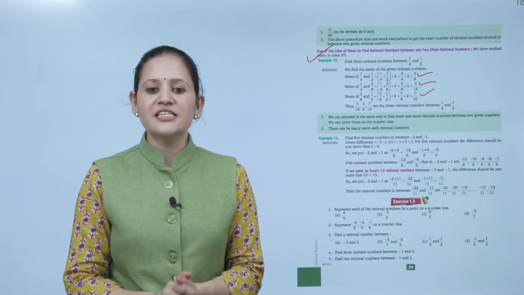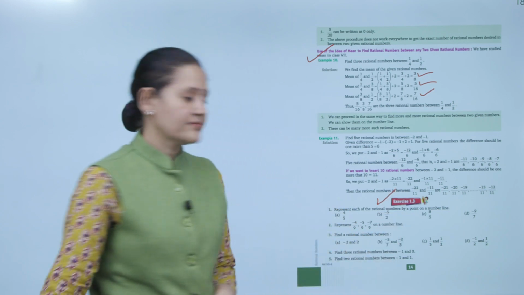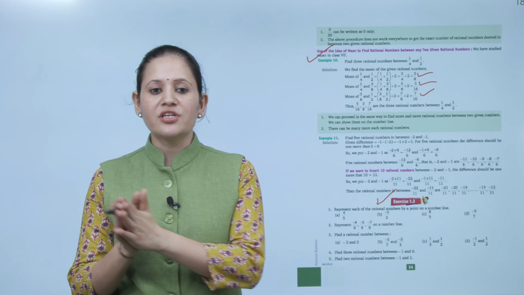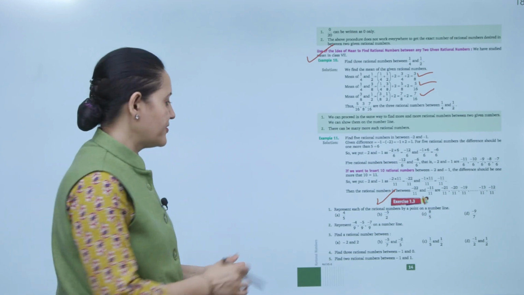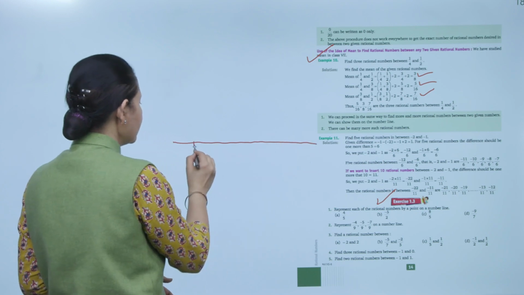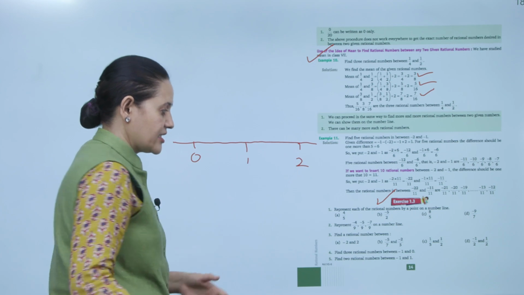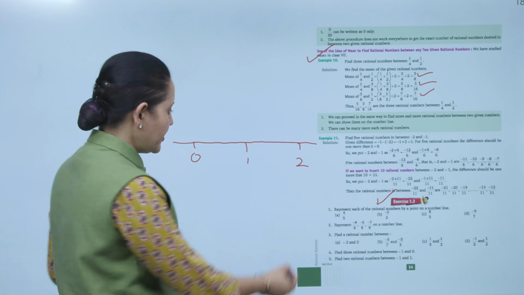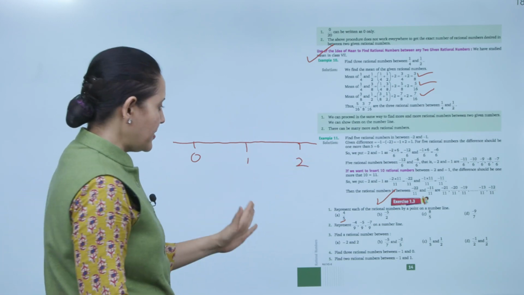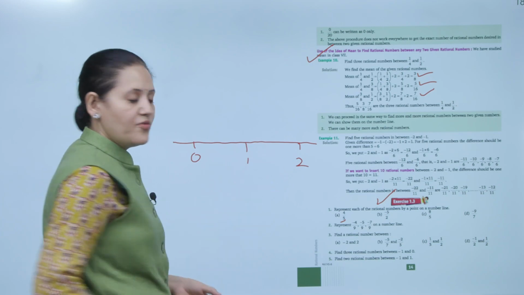Next is exercise 1.3. Represent each of the rational numbers by a point on the number line. First is 4 by 5. So this is the number line 0, 1, 2, like this. 4 by 5, the denominator is 5. 5 by 5 will represent 1. So the rational number will lie between 0 and 1.